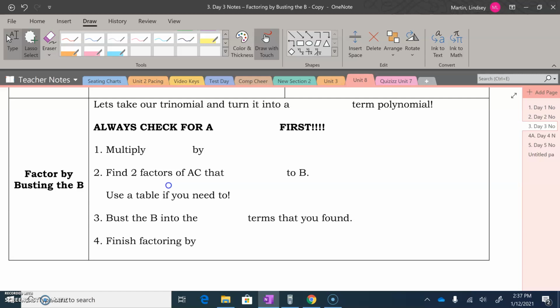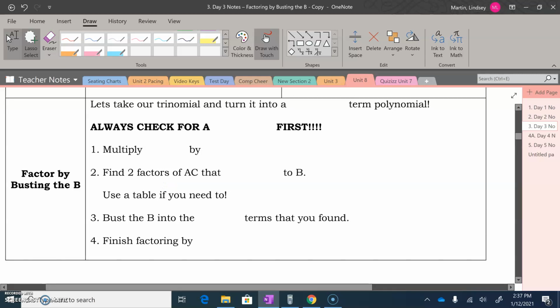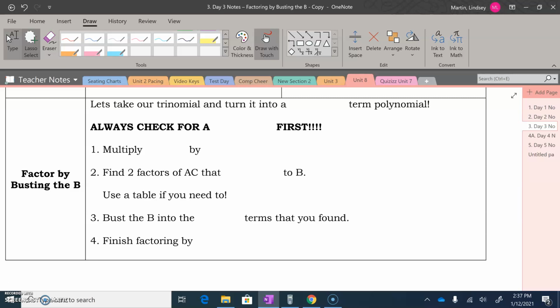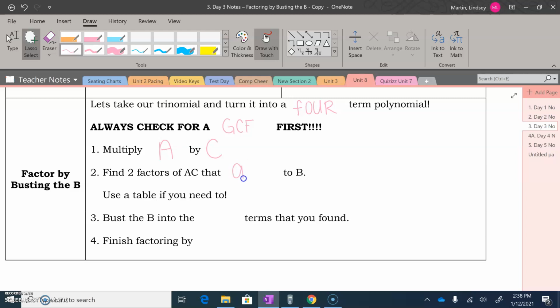Now we're going to factor by busting the b. So we are going to take our trinomial that is going to be given to us and turn it into a 4-term polynomial. The first thing that we should always do is check for a GCF. Next, we're going to multiply a by c, and then find the two factors of a times c that add to b.